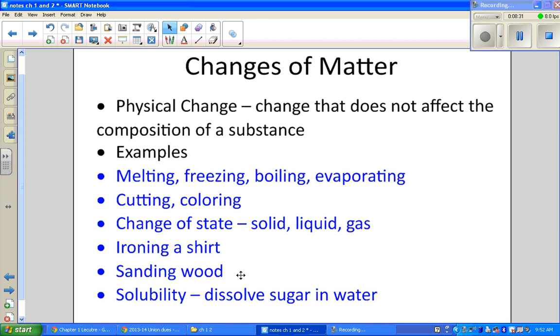It's still wood. This word right here is the toughest for people. That is pronounced solubility, and it means to dissolve. And I put here sugar and water. Why don't you think of coffee? If you want your coffee to taste better, you'll add sugar or cream. That dissolves in the coffee, but doesn't change what the coffee is. It just tastes better.